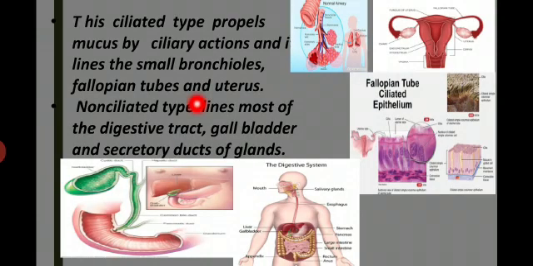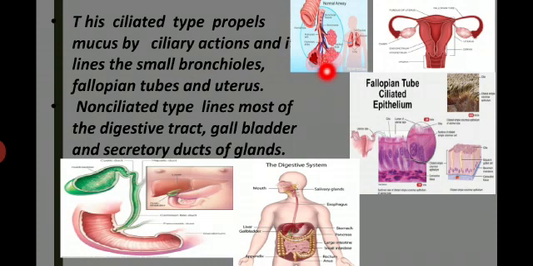So the ciliated type propels the mucus by ciliary action. Ciliary action, have you seen it? Like forward to backward or backward to forward. Okay, moving like that. And it lines the small bronchioles. Where will these cilia be? They are in the small bronchioles. Because of this, they filter the dust particles and prevent them from entering the body. Okay? Entering the lungs region. Okay, so this is the main help in our body.